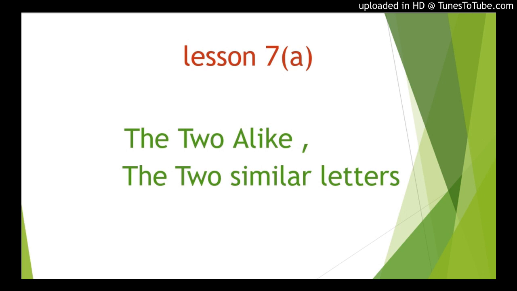Now let's take the second part. We took now al-mutamathilain, or the two alike letters. Now we'll be taking the second type, which is the two similar letters. We call it in Arabic al-mutajanisain. So what should we do here? How does al-mutajanisain look?